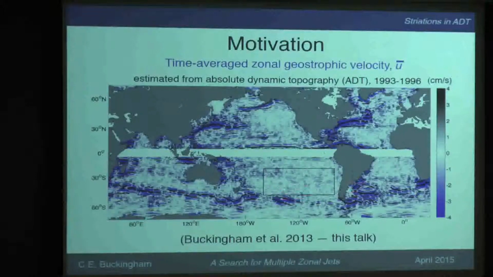What mean dynamic topography did you use? Yeah, so this is Rio et al., 2011, I think it is. So I think I'll touch on that.